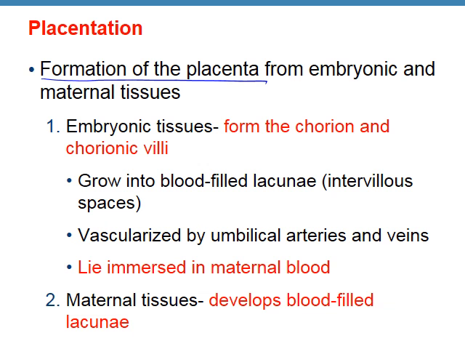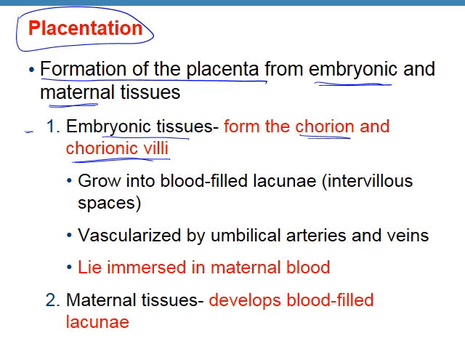Now we need to talk about the formation of the placenta, placentation. So basically this is the embryonic tissues and the maternal tissues. So you can see here, number one, embryonic tissues, we're going to talk about the chorion and the chorionic villi. And then two here, we're going to talk about the maternal tissue, which is really just blood-filled lacunae. Remember, that meant lakes. So remember how the blastocyst is burrowing into the endometrial lining, it's also breaking down maternal endometrial tissue and developing these pools of blood.